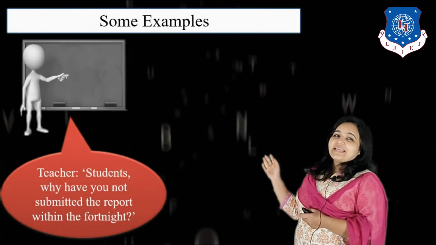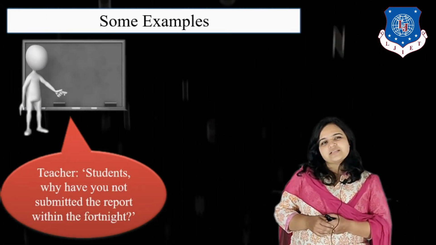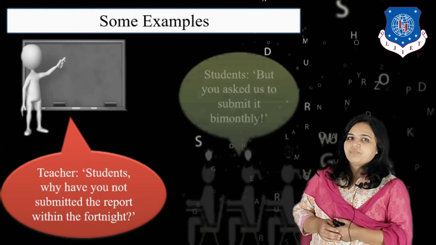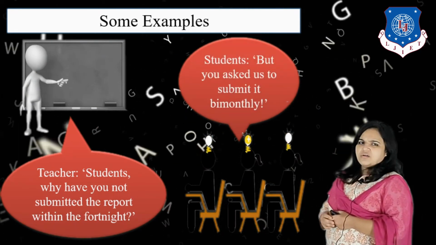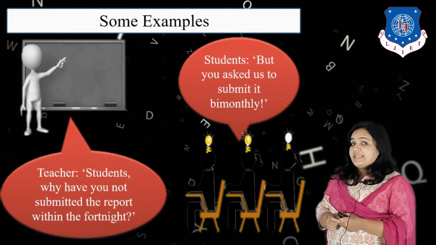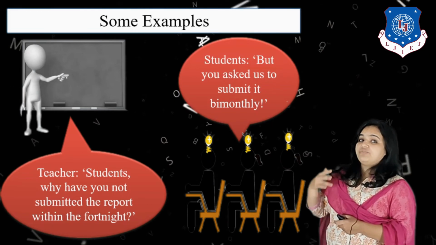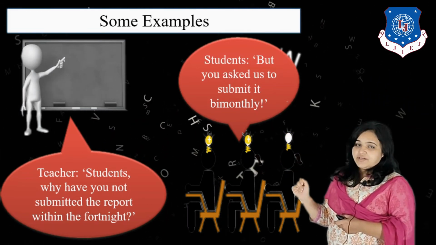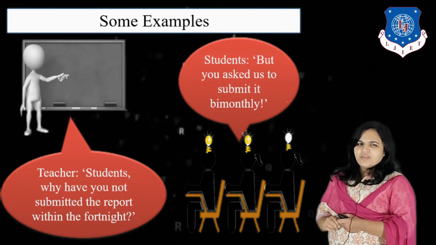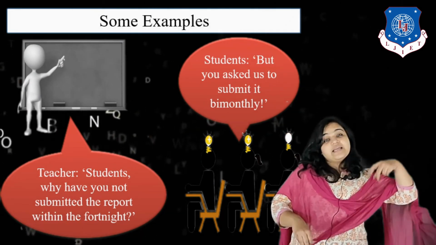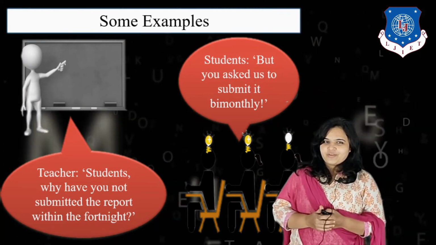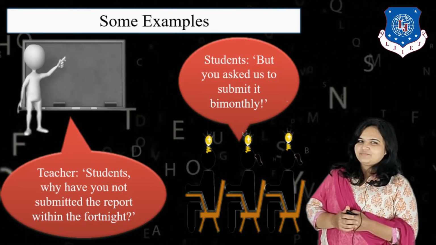In our second example, here the teacher asked the students, students, where is the report I told you to submit to me within the fortnight? The students told, sir, you told us to submit it bi-monthly. The students thought that they have to submit the report after 2 months. But actually the teacher meant that they had to submit the report twice every month. Which barrier is this? This again is one of the barriers from the intrapersonal barriers list. Which one is it? Think about it.